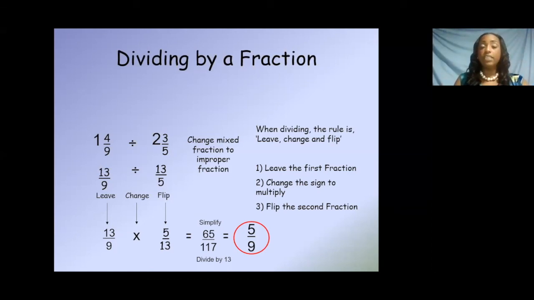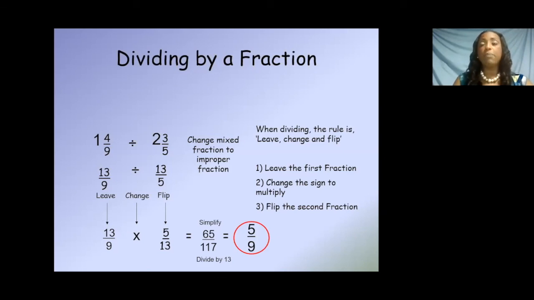Now we have 13 over 9 divided by 13 over 5. At this point, I want you to apply your knowledge of dividing fractions. You want to leave, change, flip. Again, what am I leaving, or what am I keeping? I'm keeping the first part of the fraction. In this case, it's 13 over 9. So we get to keep that. Next, I'm going to change something. What do I change? I'm going to change my division sign. What does it become? It is changed into multiplication. So the division sign becomes multiplication.